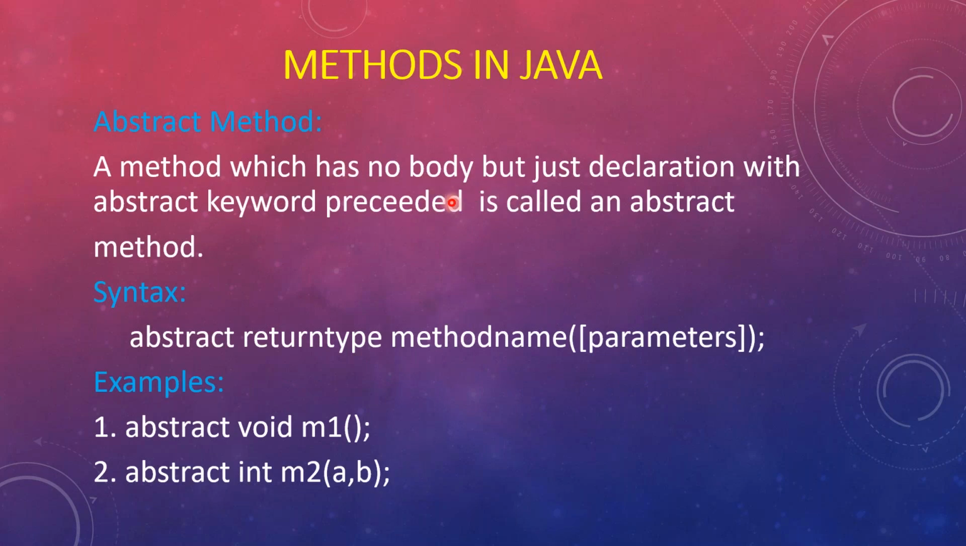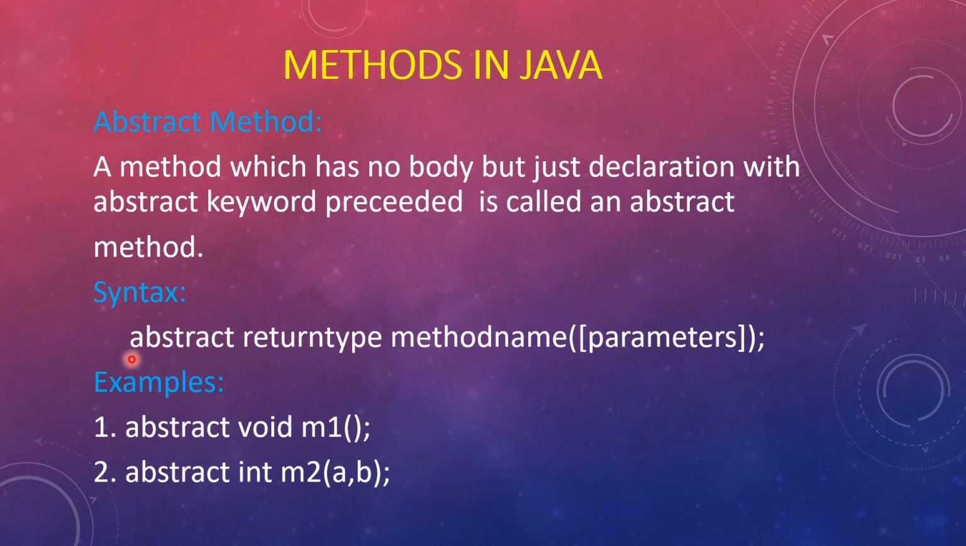A method which has no body but just a declaration, preceded with the abstract keyword, is called an abstract method. Methods for which there is no implementation, where we don't write a body, such methods we call abstract methods, provided that we precede them with a keyword, that is the abstract keyword. Okay, we'll just give a declaration, we won't provide any definition for it. We won't write any implementation of that method. Such kind of methods we usually call an abstract method.